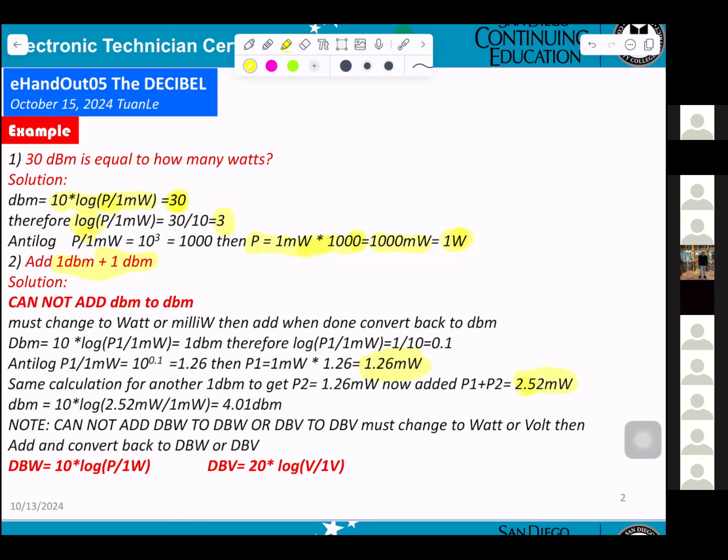Okay. And now dBm equals 10 times log of 2.52 milliwatt divided by 1 milliwatt, which gives you 4.01 dBm.